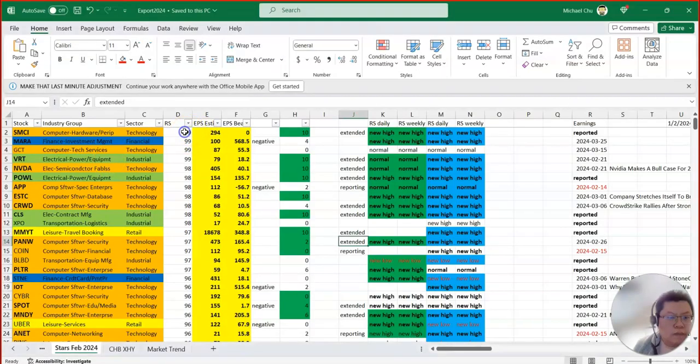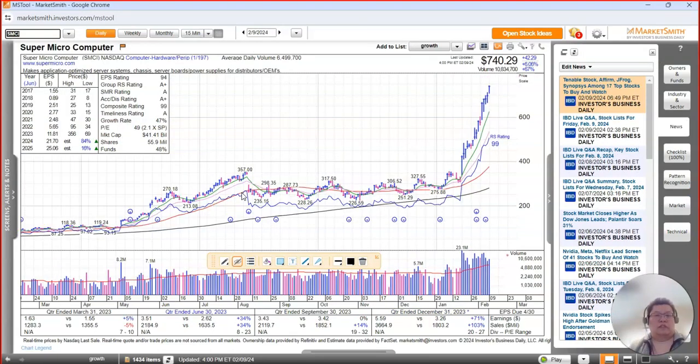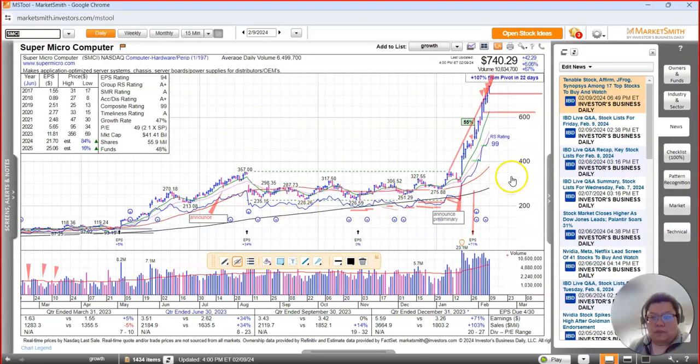So this list is sorted by relative strength. And so if we look at starting from the top, I just want to talk about a lot of these stocks. The list of top 10 I'm looking at is extended. So how do we know it's extended?